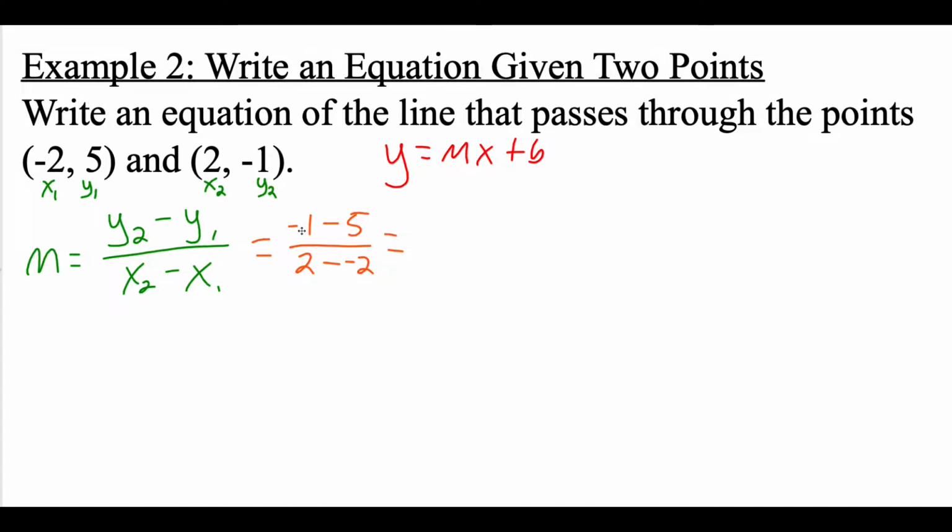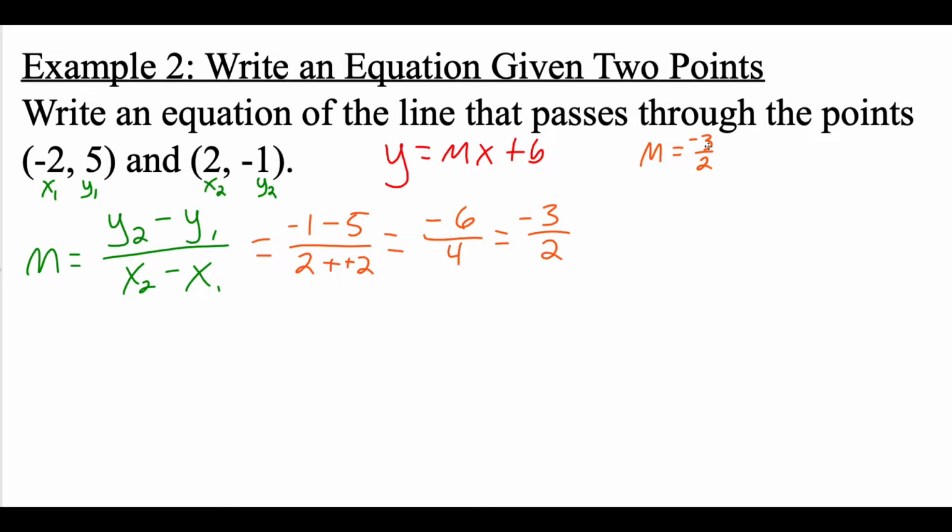So on top, if I take -1 minus 5, that's going to be -6. On bottom, 2 minus -2, well, that double negative in there is going to turn positive, so 2 plus 2 is 4. Now, anytime we're dealing with a fraction, we should reduce down as much as possible. So 6 and 4 are each divisible by 2, so this reduces down to -3/2. So we just found our slope. We just figured out that our slope was -3/2, but we still need our b value, or our y-intercept.